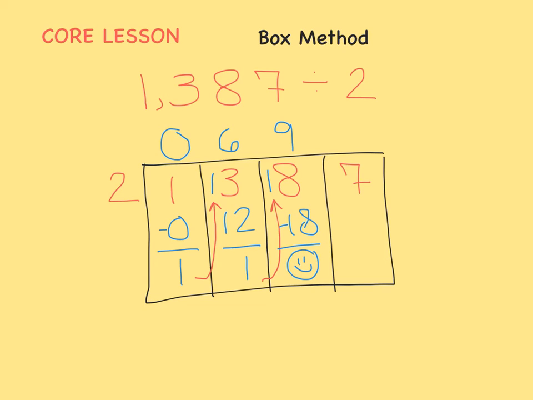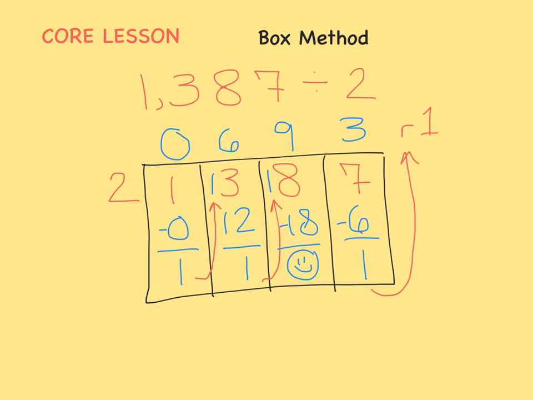How many groups of 2 go into 7? 3 groups. 3 times 2 equals 6. When I subtract, I'm left with 1. I don't have any more columns to carry the 1 up to, so that means this 1 is a remainder. 1,387 divided by 2 equals 693, remainder 1.